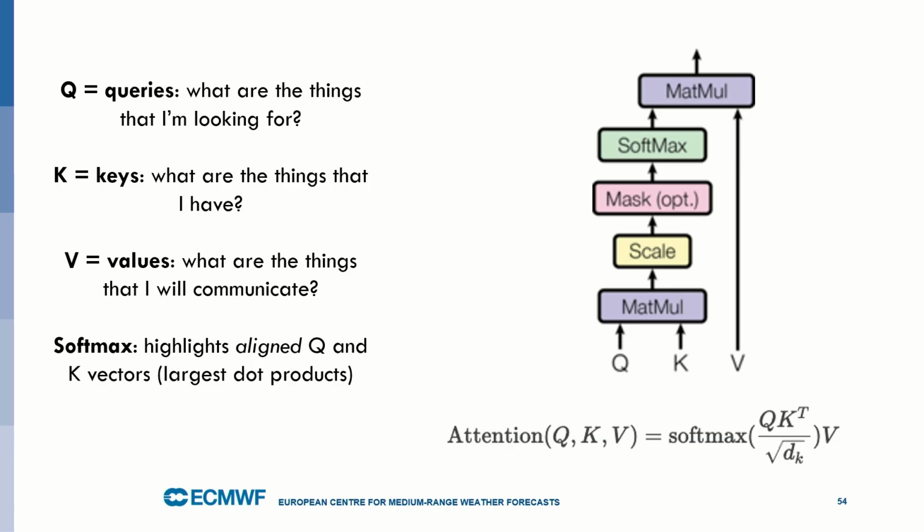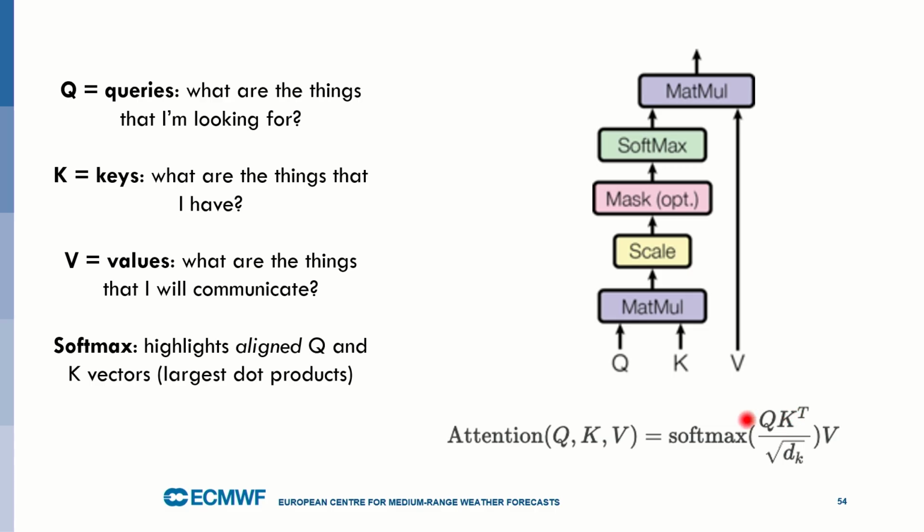So the keys are the things that I have, and the values are the things that I will communicate. And then I do the attention. I first do a dot product between the queries and the keys. So this will basically highlight any queries that match the information I have. That is, the keys will be magnified by this.